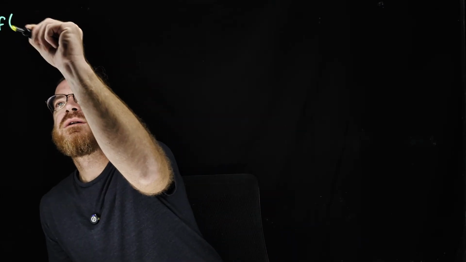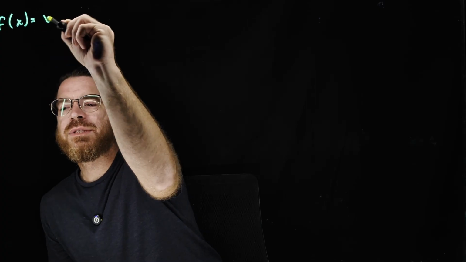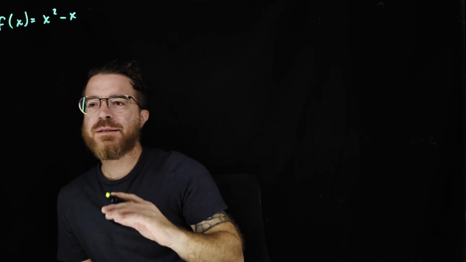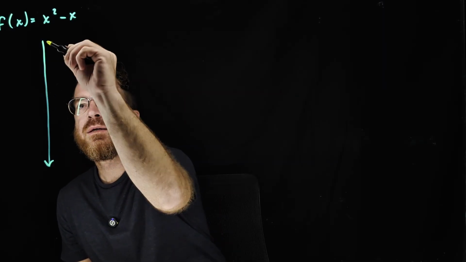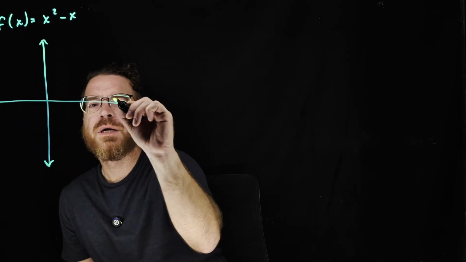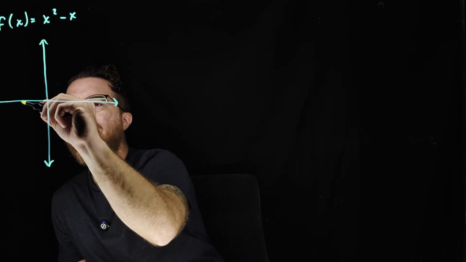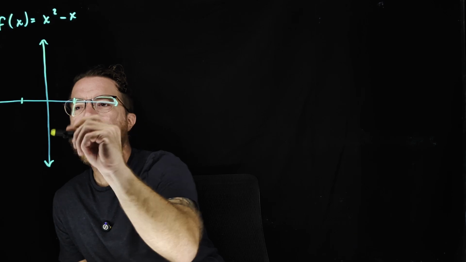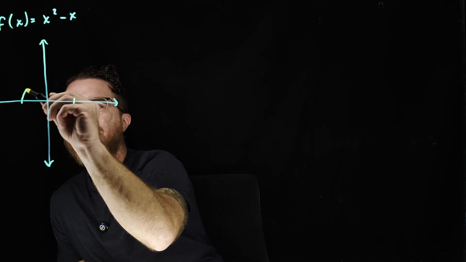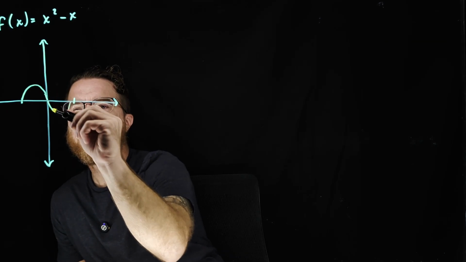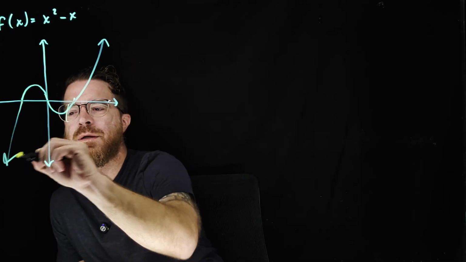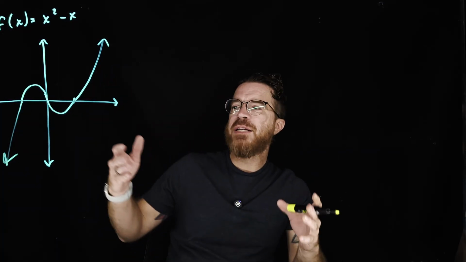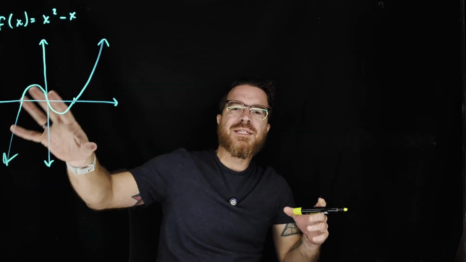For our next example, let's say that we have the function f of x equals x squared minus x. So if we were to graph this, it would look something like this. Okay, I'm going to create my Cartesian plane, and I know that it's going to cross at -1 and +1, and it's going to look something like this.